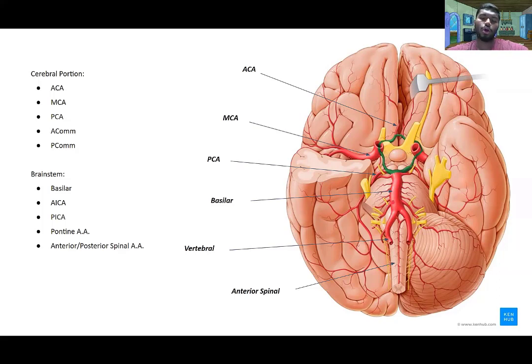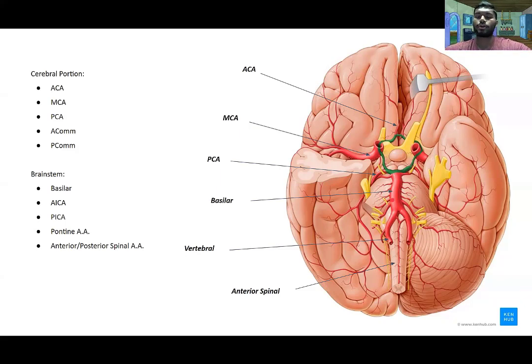And you can see here we have the AICA, the anterior inferior cerebellar artery, right? It supplies the anterior and inferior portions of the cerebellum. What's really important to know here is that the PICA comes off of the vertebral artery, but the AICA comes off of the basilar artery, right? Very important to know this. And I just mentioned that this portion of the brainstem is the pons. So these little arteries that come off are called your pontine arteries, right?